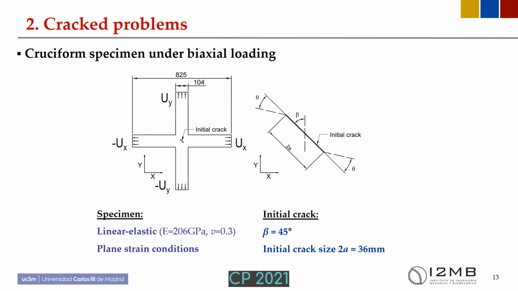So let's start with the crack problems that we have analyzed. The first one is a cruciform specimen with a center crack under biaxial loading. In this slide we can see the dimensions of the specimen and the initial crack of 36 millimeters at the center of the specimen at 45 degrees. And then we apply a sinusoidal displacement at both arms at different phase angles.